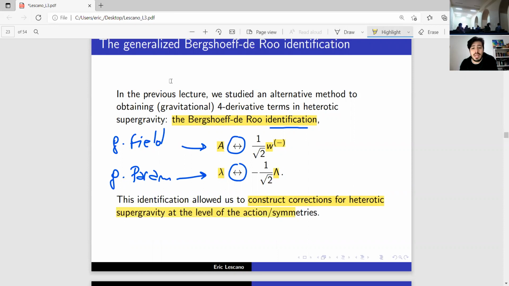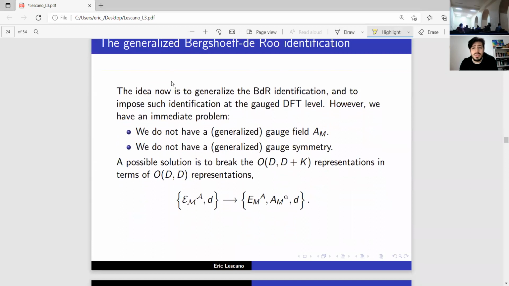We could obtain the action, the Riemann square term with torsion, the Riemann square term, and the gravitational Green-Schwarz mechanism, from the gauge Green-Schwarz mechanism and the Yang-Mills terms in the action. So this was done in the previous lecture, and now we want this in double field theory. So the idea now is to generalize the version of the rule identification and to impose such identification at the gauge DFT level, but we have an immediate problem.